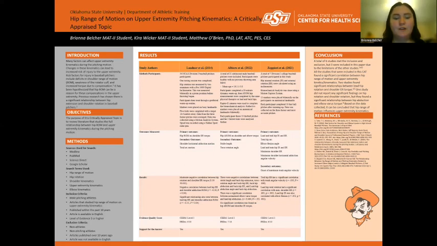So based on this evidence, it is able to be concluded that hip range of motion has a significant effect on upper extremity pitching kinematics. However, more research needs to be done to see if there is actual correlation between hip range of motion and upper extremity injury rate.